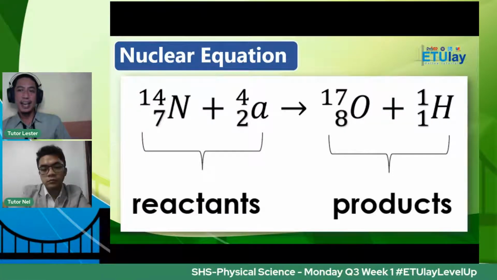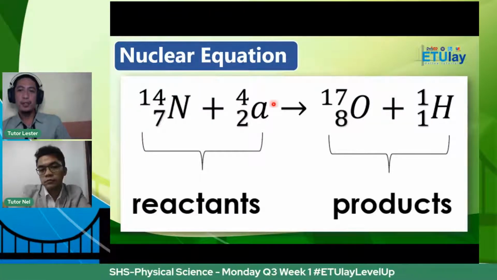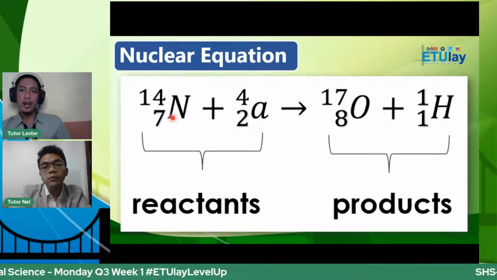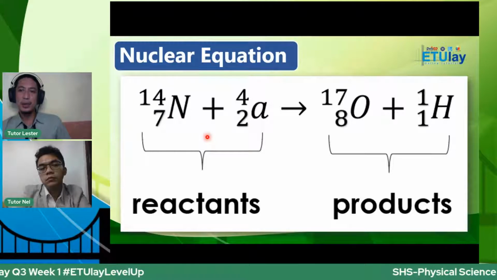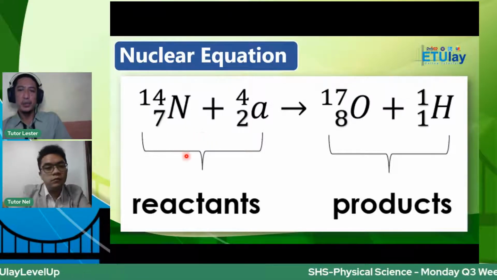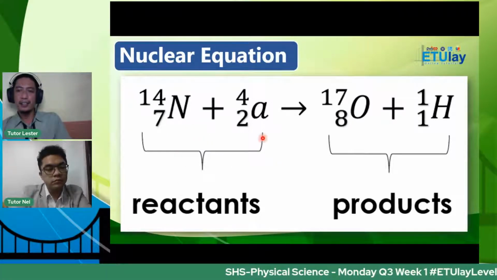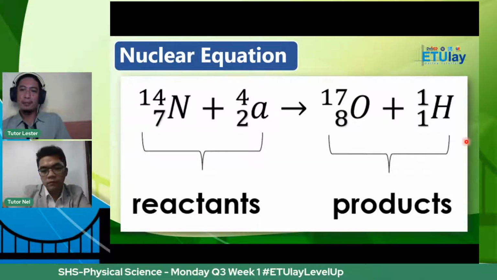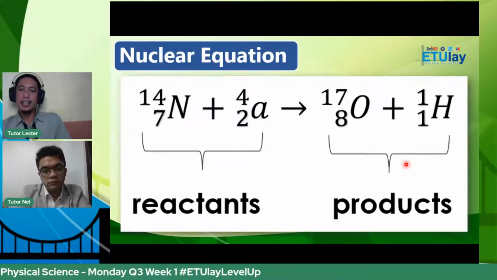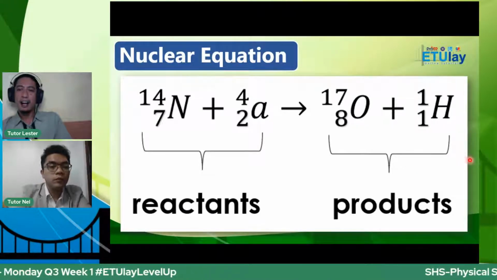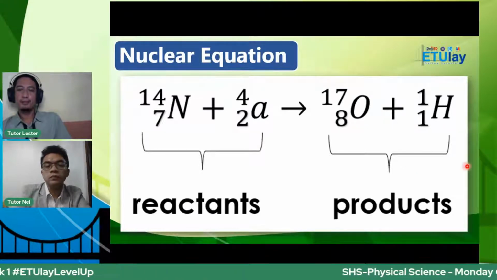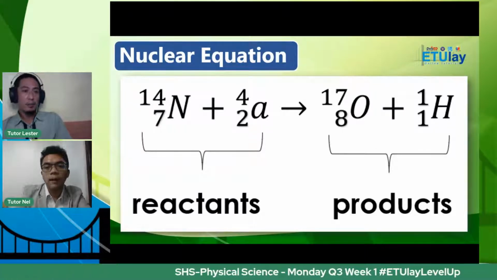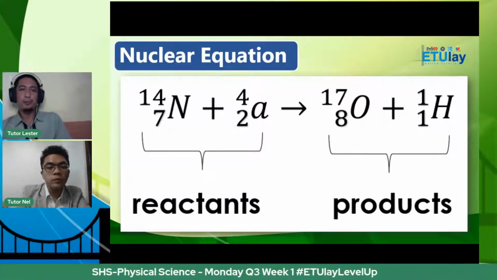So this is a nuclear equation. On the left side of the equation, you have the reactants or the elements that are fused or smashed together. On the right side, you have the products and the byproducts that are formed. How do we balance a nuclear equation?